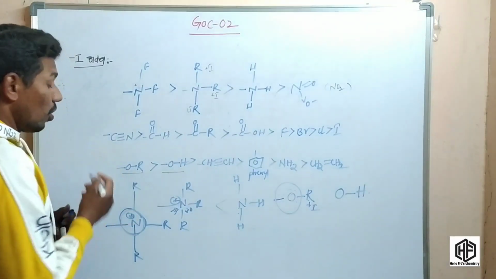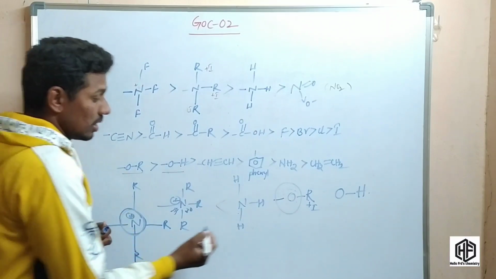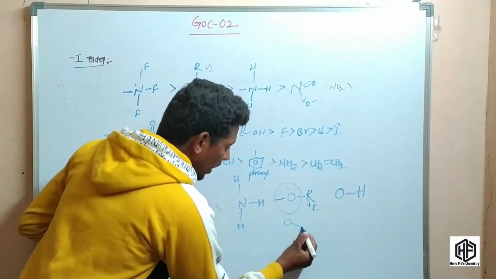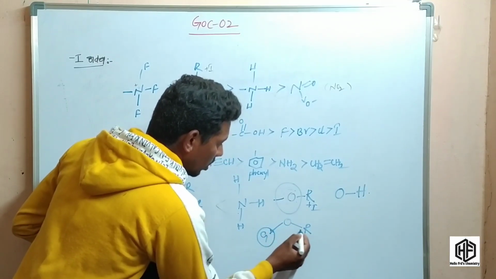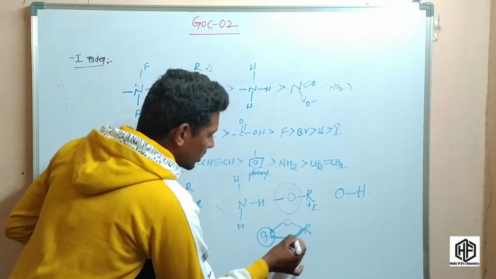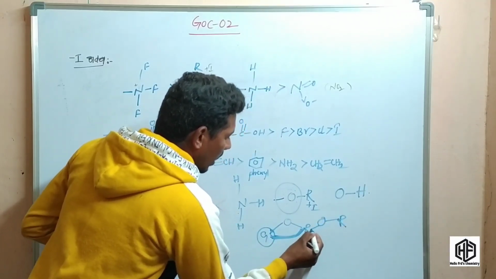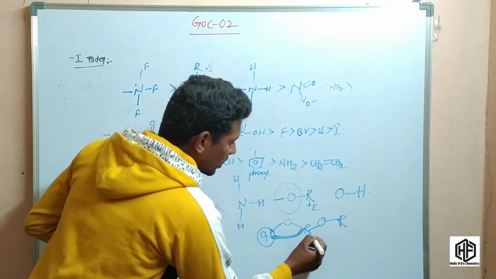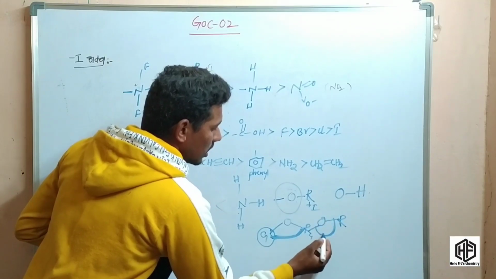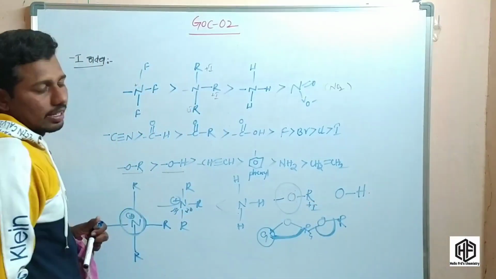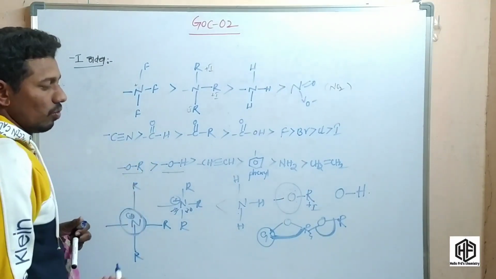But it is having more minus I order. What is the reason? When the oxygen and alkyl group have a neighboring group, both are repelled. Whenever repulsion is going on here, the angle between oxygen and the neighboring group increases. Whenever the angle increases, electronegativity increases. In that case, OR is more minus I order compared to OH.